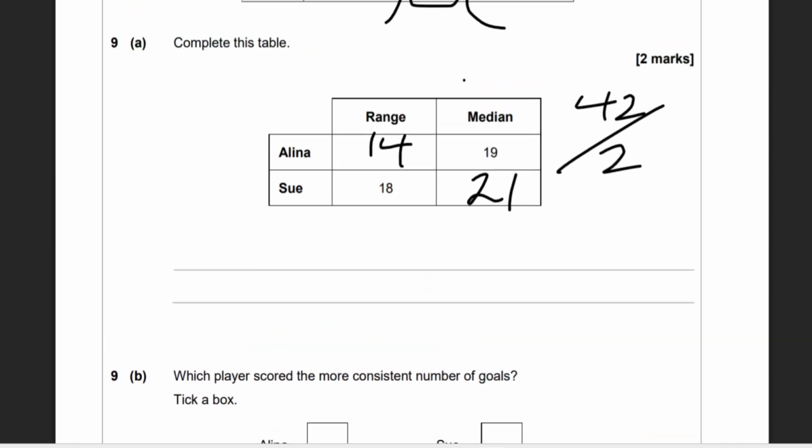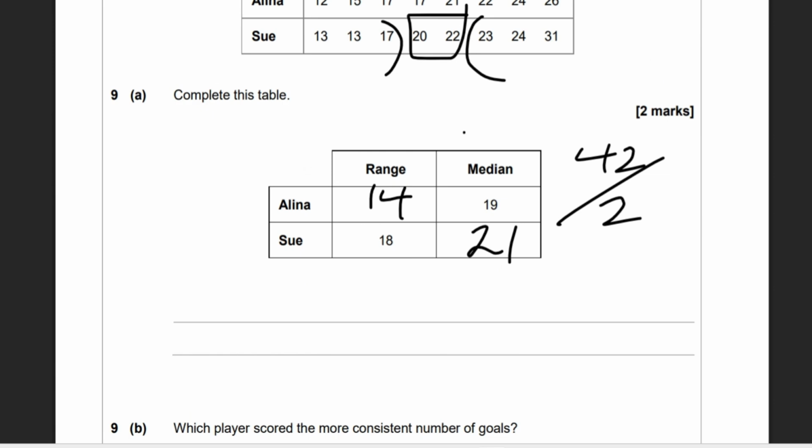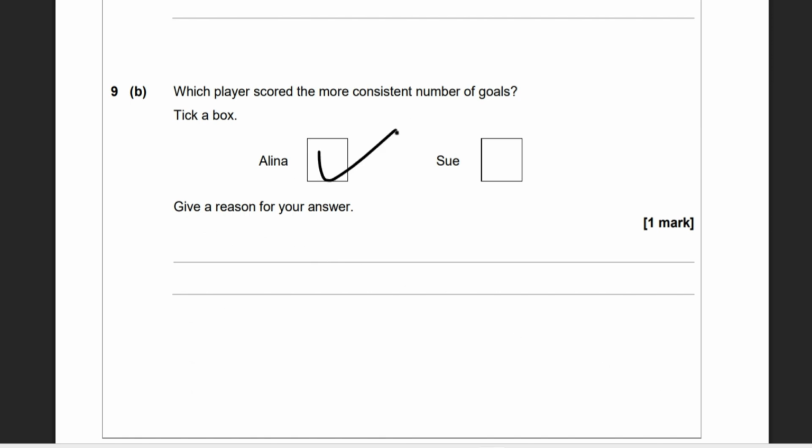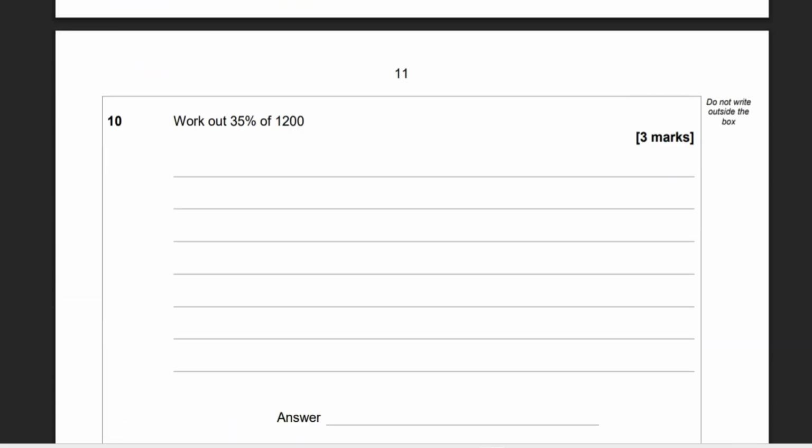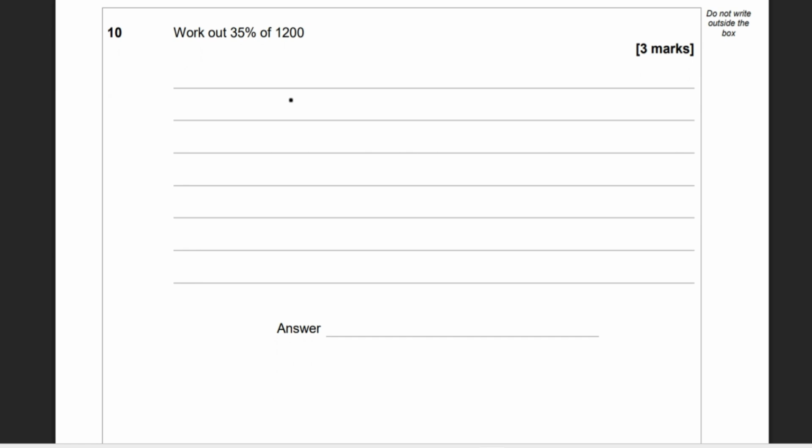Which player scored the more consistent number of goals? If you look at it, the range for Alina is 14 and the range for Sue is 18. So who was more consistent? Alina was more consistent. And give a reason for your answer. Alina's range is smaller, so her numbers are closer together. And the numbers are increasing at steady rates: increasing by 2, by 3, by 4. So Alina is more consistent.